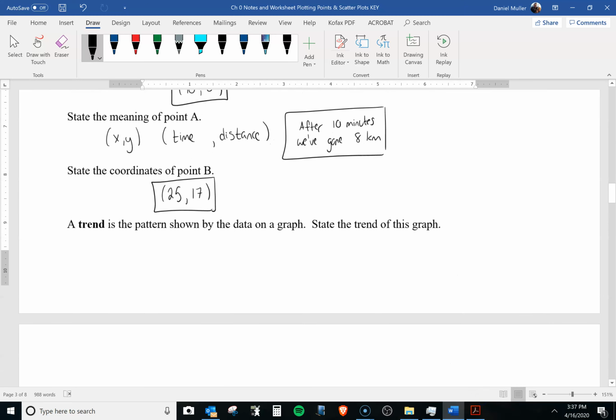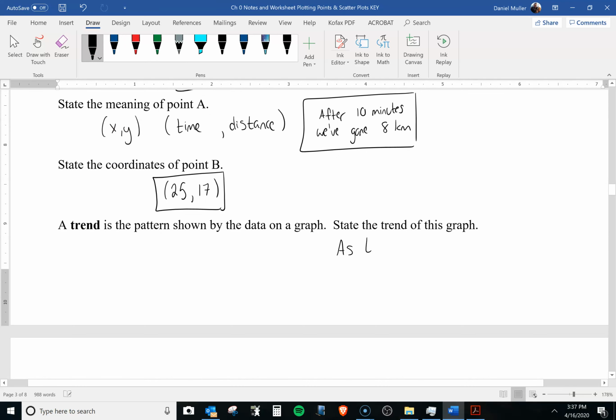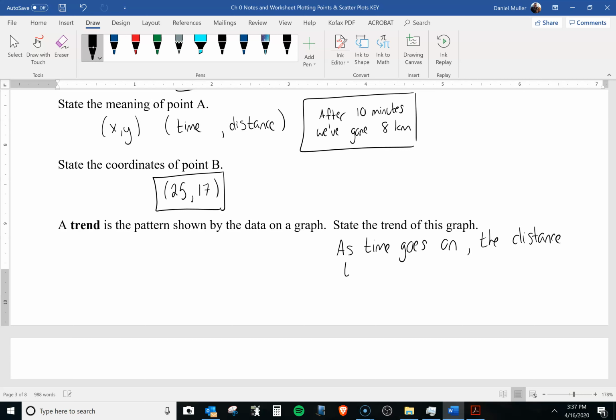So what is the trend? So the trend would be, as time goes on, the distance traveled goes up. So as time goes on and on and on, the distance we traveled gets more and more and more. We get higher and higher in terms of the distance that we've traveled. So that would be what the trend is. So we'll do another video for the next question.